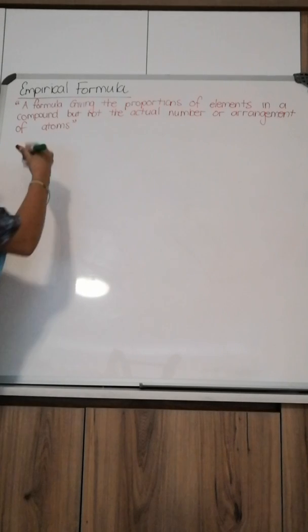Okay, so today we're going to look at empirical formula. Reminder, we did do this last year, but just a reminder, it is the formula giving the proportions of elements in a compound, but it does not actually give the number or the arrangement of the atoms. So we don't know how many atoms are present, but we can figure out what the ratio is. That's what the empirical formula tells us. And just in layman's terms, it is the simple version of the chemical compound.